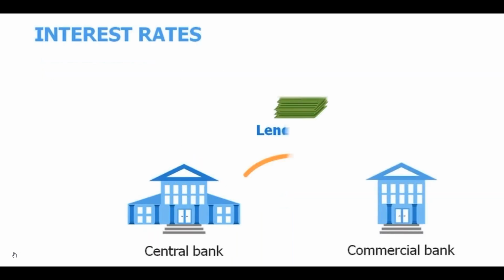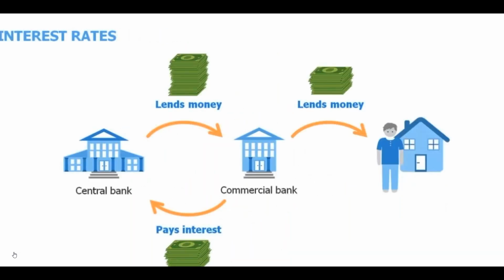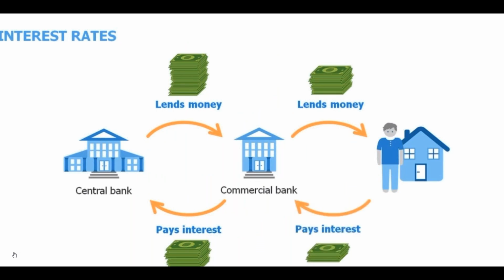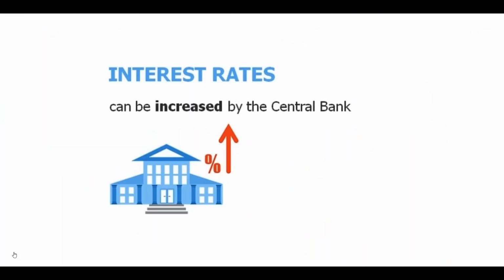Let's take a look at the mechanisms behind this. The central bank of a country lends money to commercial banks, and the interest rates set by the central bank are what the commercial banks have to pay for borrowing the money. This is referred to as the base interest rate. These commercial banks also lend money to people that want to buy things, such as a house, at an interest rate based on what the central bank has set. So, if the central bank changes the interest rate, the rate a commercial bank charges also changes.